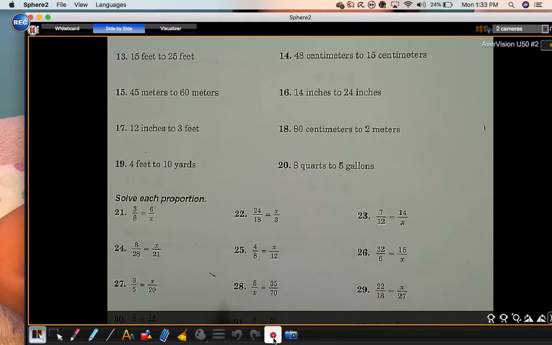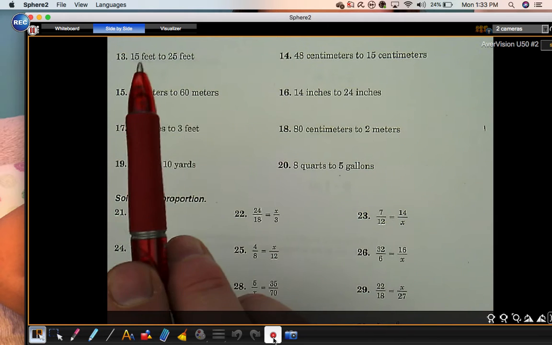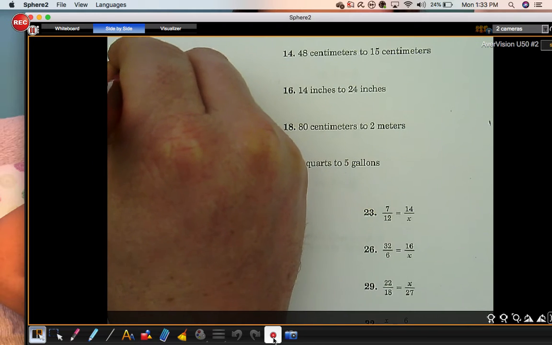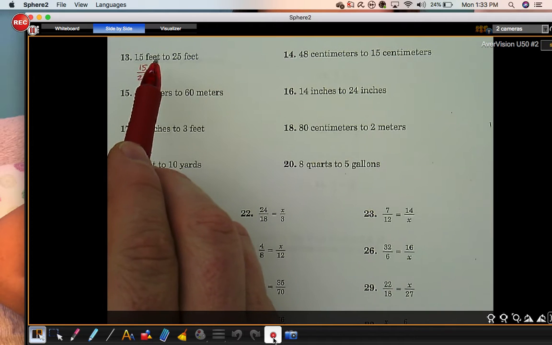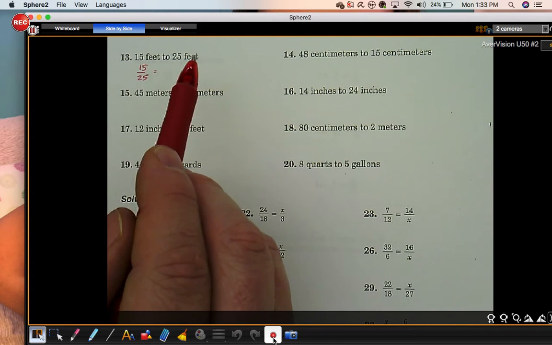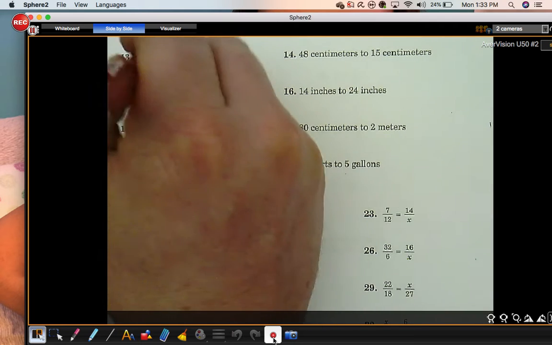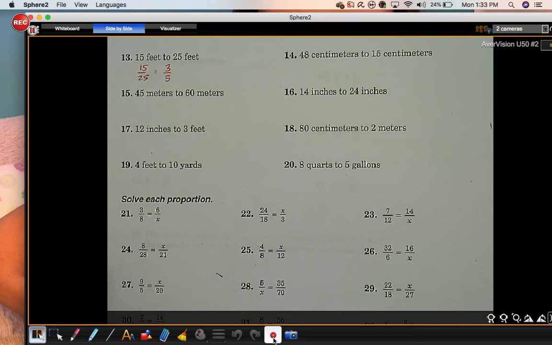Now, when you come to 13 through 20, they write the ratio out a little bit different. It doesn't look like a fraction. 15 feet to 25 feet. You can change it to a fraction if it helps you. The idea is both of these have the same unit, feet and feet. So 15 to 25, again, I know 5 goes into both, so this is just 3/5. That's your answer.